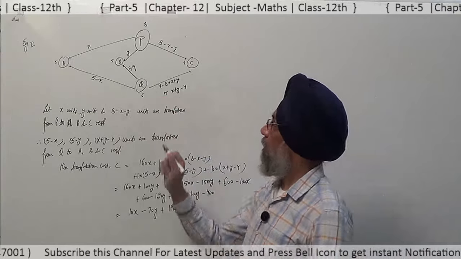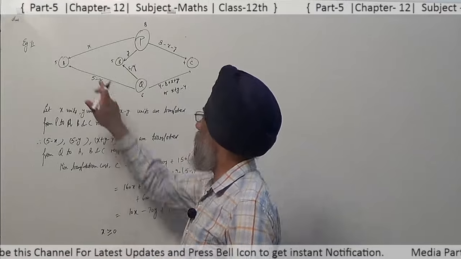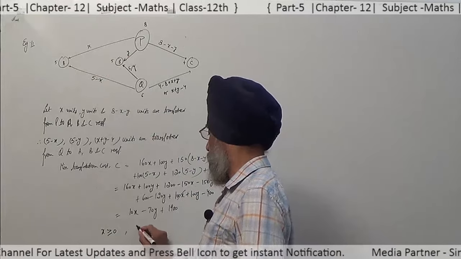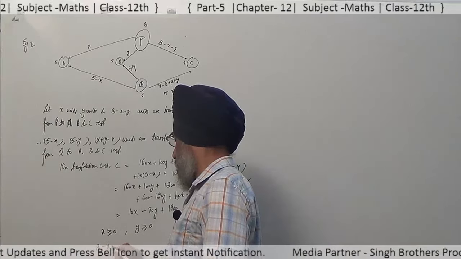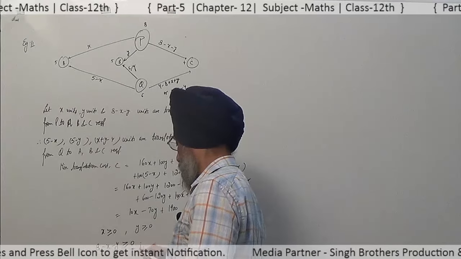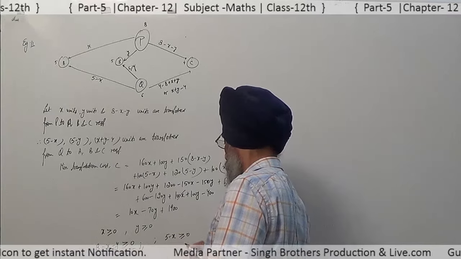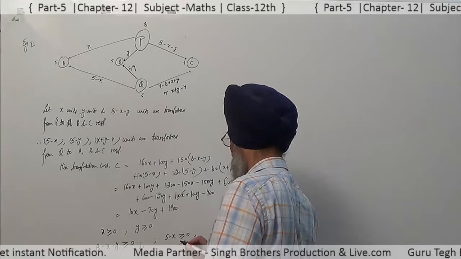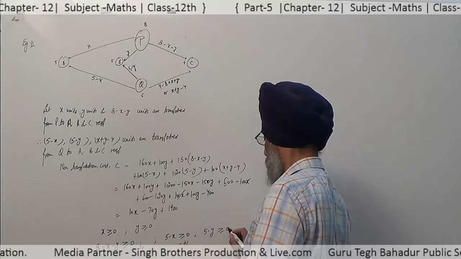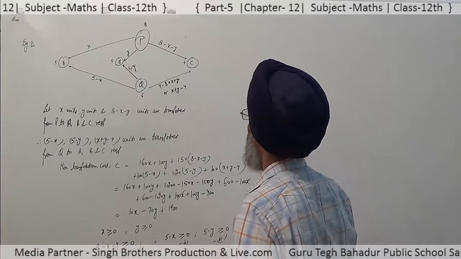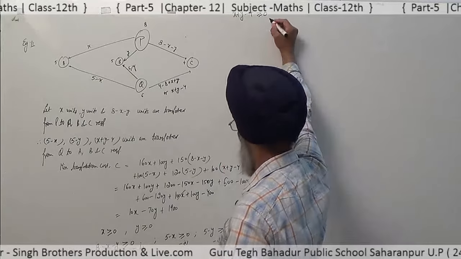The inequations formed here, that is the constraints formed here, are x greater than or equal to 0, y greater than or equal to 0, then 8 minus x minus y greater than or equal to 0, call it first, then 5 minus x greater than or equal to 0, call it second, then 5 minus y, and then x plus y minus 4 greater than or equal to 0, call it fourth.